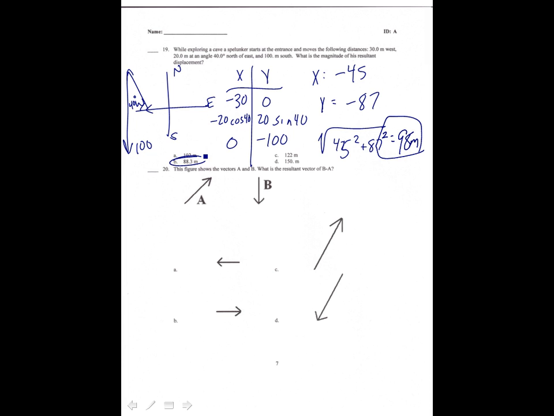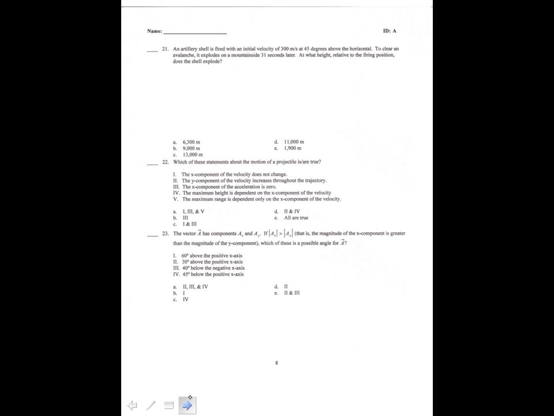Alright, here we want to know what is the answer for B minus A. This is the vector B. Negative A is in the opposite direction. So that is the answer, the vector that looks like that, which is D.